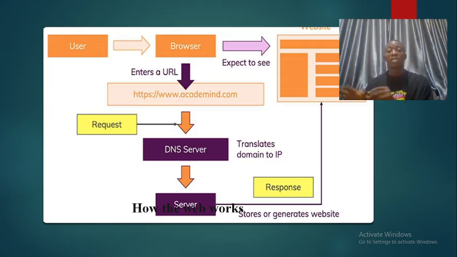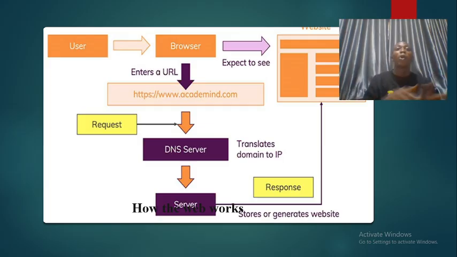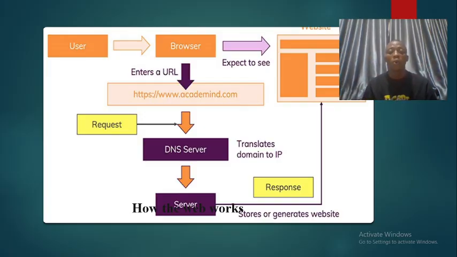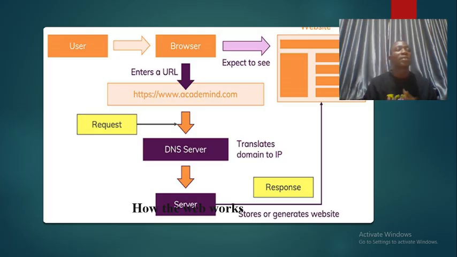The response will be: computer is an electronic device which processes data, stores data, and gives data back as information. So it will bring it out that way. That's how the web works. The web goes from the user to the browser, from the browser to the server, and from the server back to the browser as a website. That's how the web works.